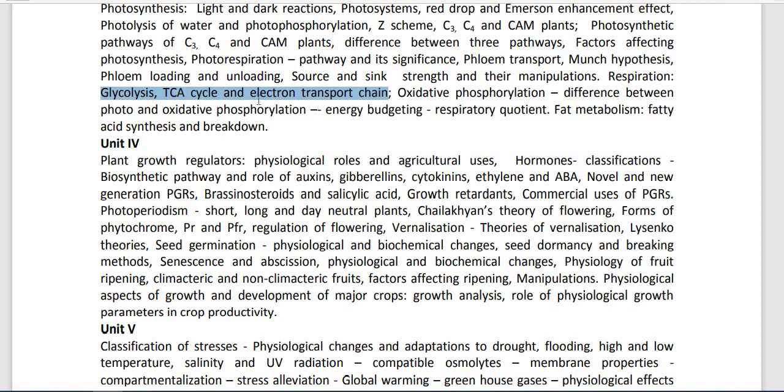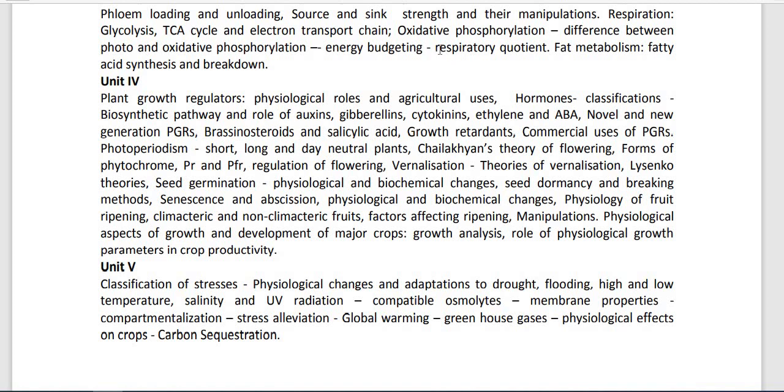You have to know what all these things are. Then you have to know the difference between oxidative phosphorylation and photophosphorylation. This is the major difference. This is the major question they will ask about photophosphorylation and oxidative phosphorylation, and the energy budgeting calculations, and also the respiratory quotient for carbohydrates, fats and organic substances.